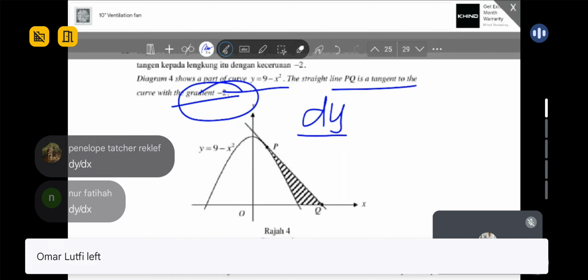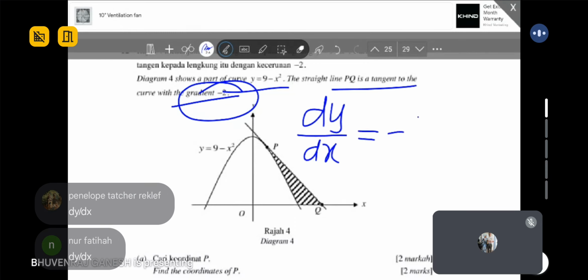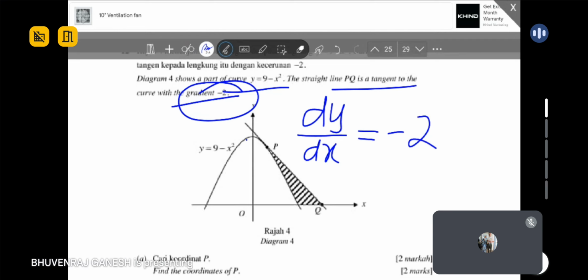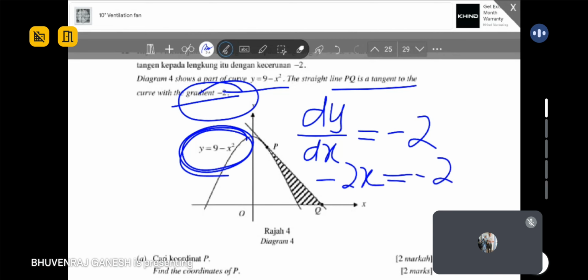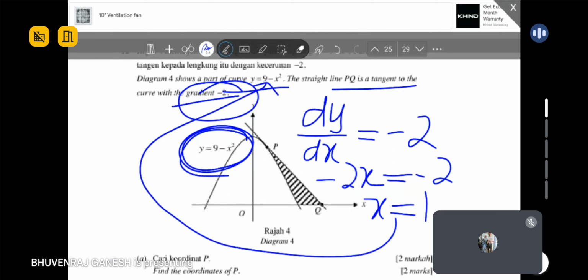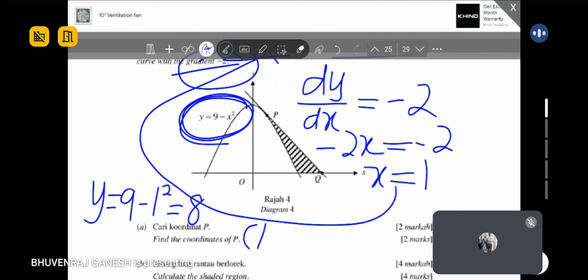Yes, very good. So dy over dx equal to negative 2. Okay, so you guys just need to differentiate this equation. Bezakan. So negative 2x equal to negative 2. So x equal to 1. So now x equal 1, you will substitute in the curve equation, ganti kat persamaan lengkung. So y equal to 9 minus 1 square, answer 8. So that is coordinate P lah. So jawapan for coordinate P, 1, 8. That's all. Settle soalan A.